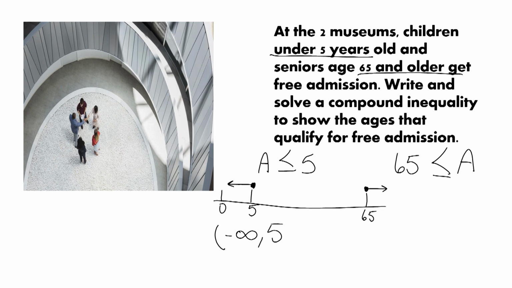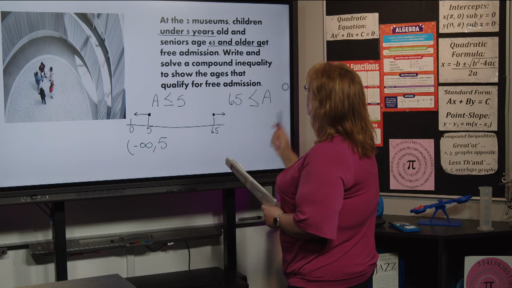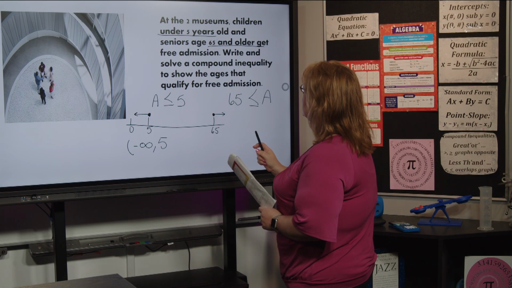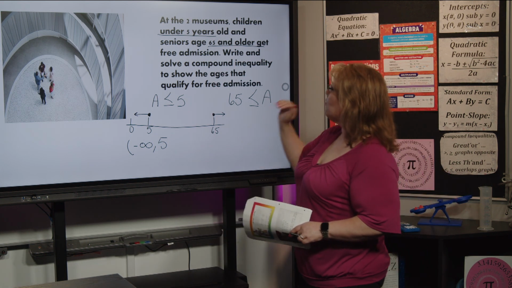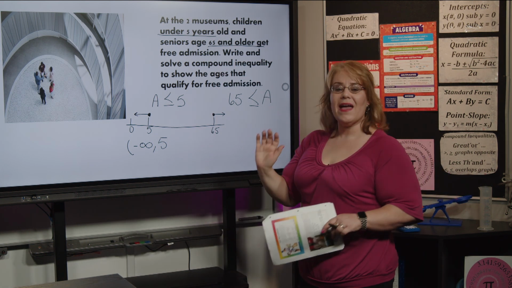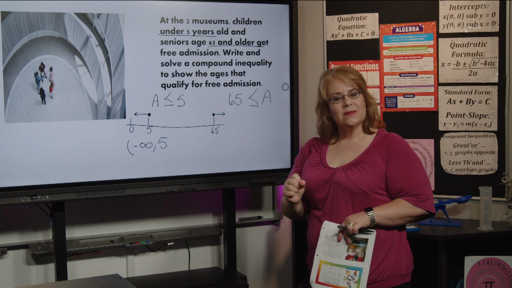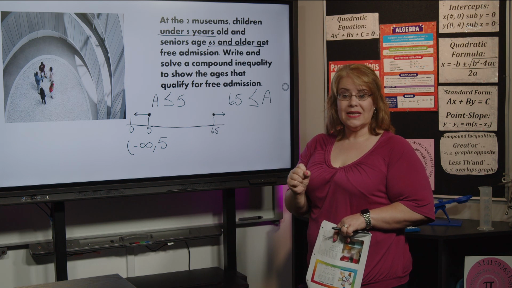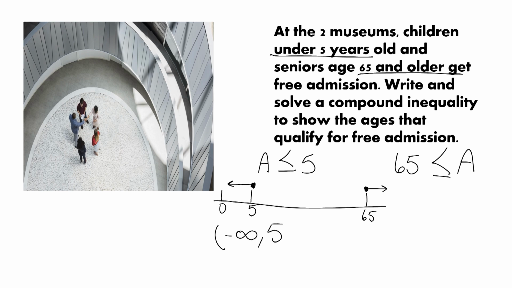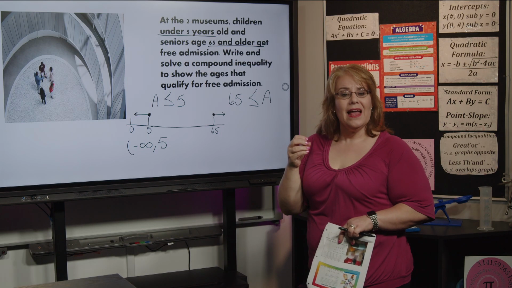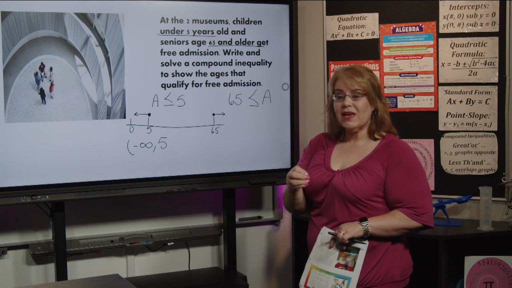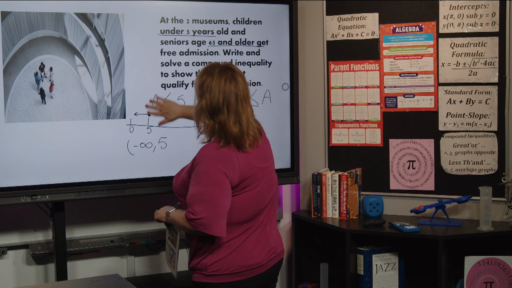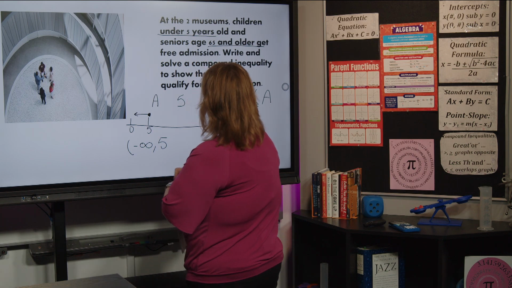Oh, Miss Killen, you did not completely read what this says. So when I was annotating and reading this, I read it as children 5 and younger. But does my problem say that? No, it doesn't. It says what? Children under 5. Under 5. So can the age equal 5? No, it can't. So that's very good. So we saw that as we were writing.